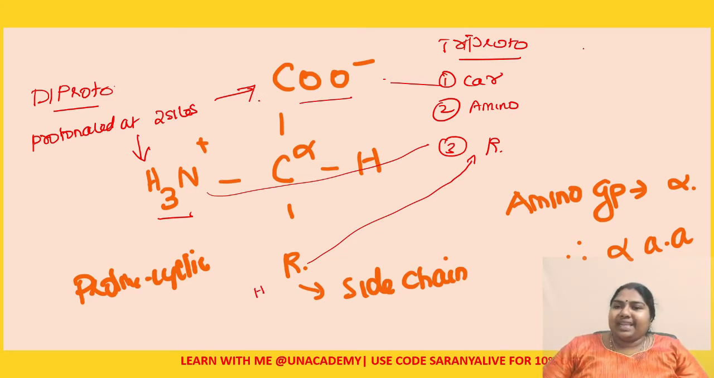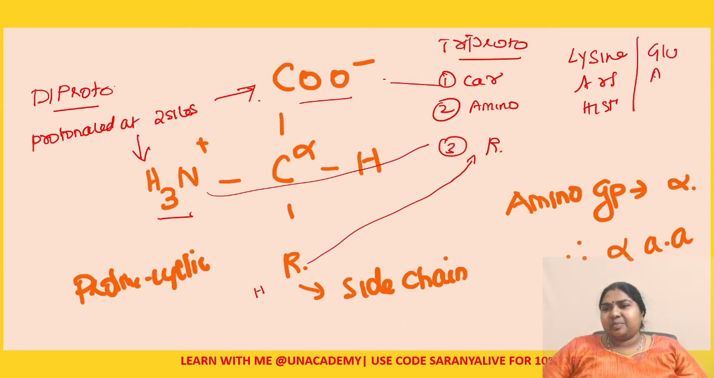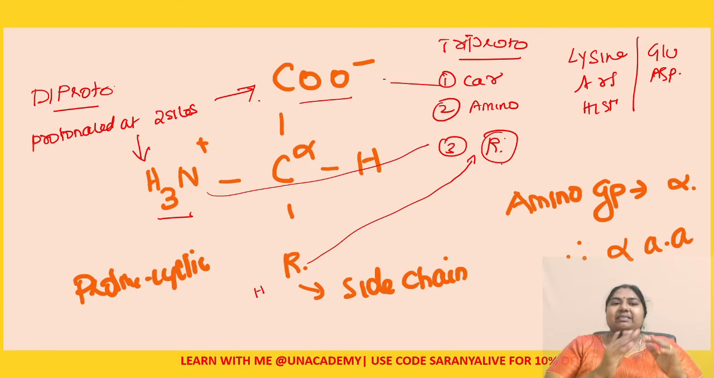But if you take all the basic amino acids like lysine, arginine, histidine, likewise the acidic amino acids like glutamic acid and aspartic acid, all of them have this extra R group having an effect. Got it? So this is the difference between the diprotic and the triprotic amino acids.